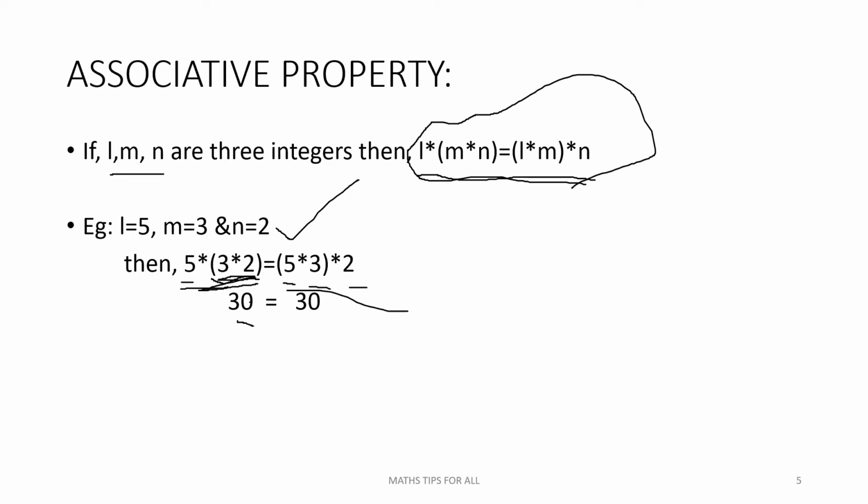Even here it's the same thing. Always you need to give the preference for the integers which are in the bracket. So we have to multiply 5 into 3. 5 3s are 15. 15 2s are 30. So this is how we get it.